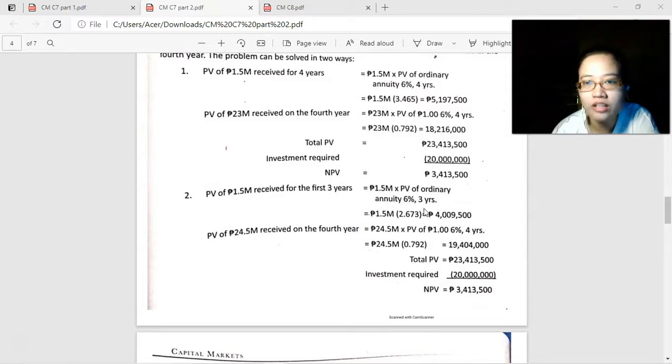Itong ikalawa, 1.5 received for the first 3 years. So, yun yung ginamit niya, for 3 years lang. Tapos, yung last one, 4th year, sinama na niya, nilamp niya dito sa 4th year. Okay, so 24.5 times 0.792. Pareho lang naman na makukuha mong value dyan.